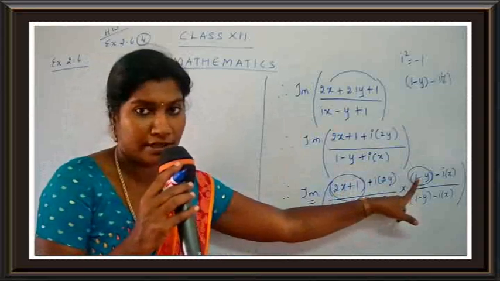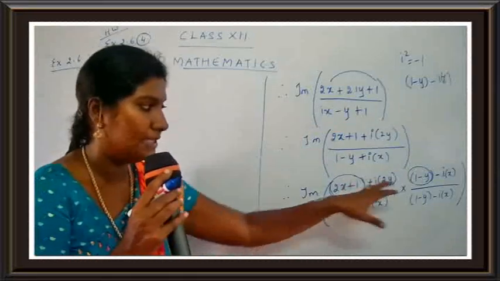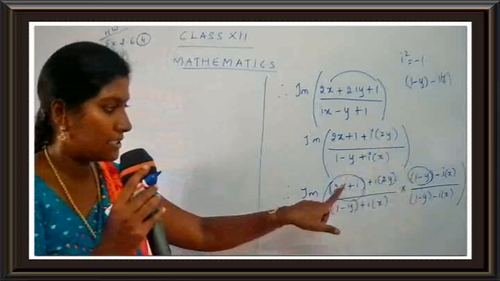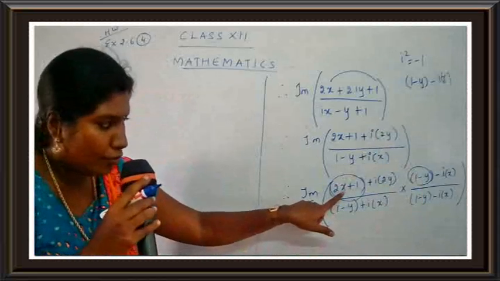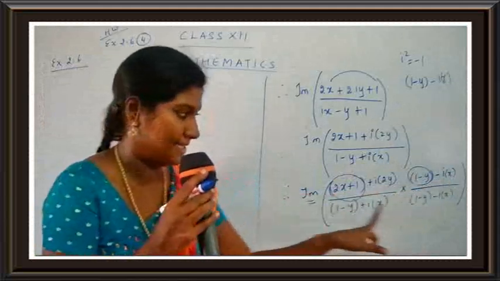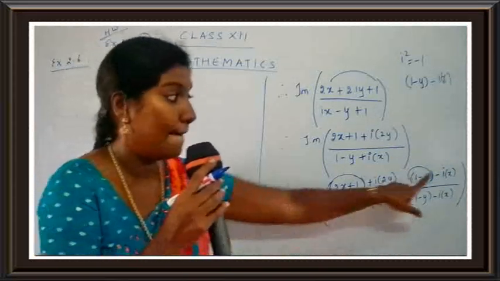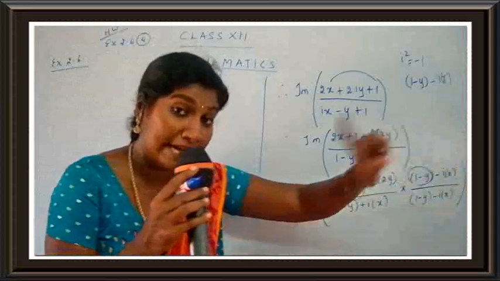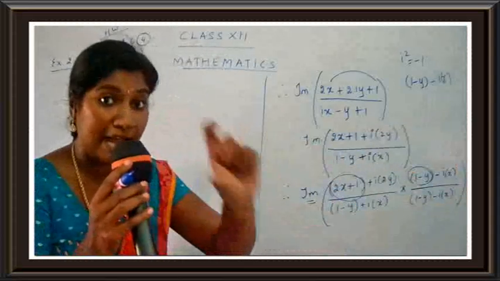Are you getting my point, children? Yes. So we are not going to take this part. Okay. Now let's come to this part. If I take 2x plus 1 and minus ix. See, 2x plus 1 minus ix. So you are getting minus i, that is, you are getting an i term.